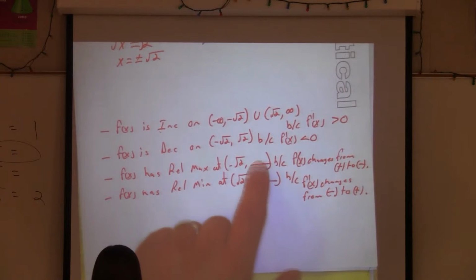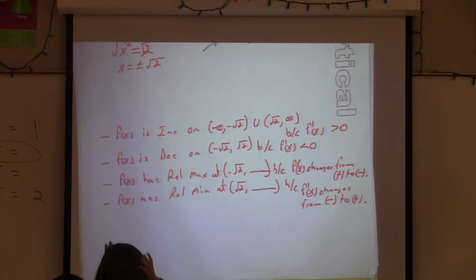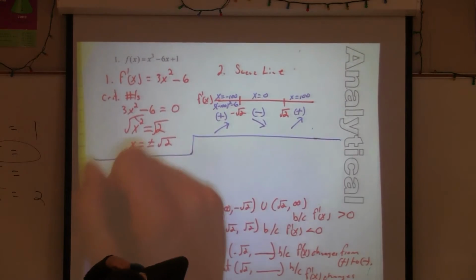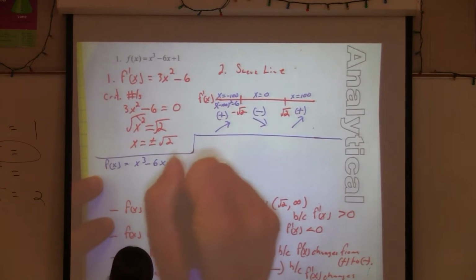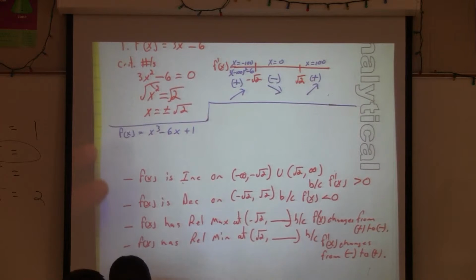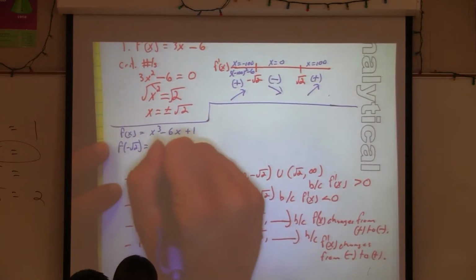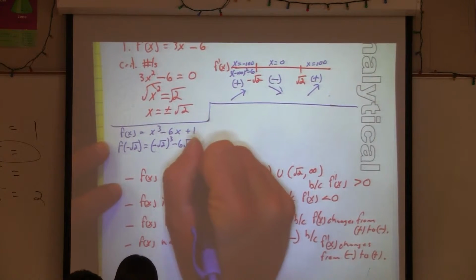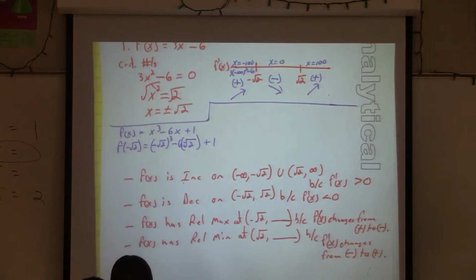So the other part is just to find the y value. You ready? Think we can do that? Let's give it a try. So we'll use this space right here to do it. What's the original function? X to the third minus 6x plus 1, right? Okay, so let's find f of negative radical 2. So we have negative radical 2 to the third minus 6 times negative radical 2 plus 1.